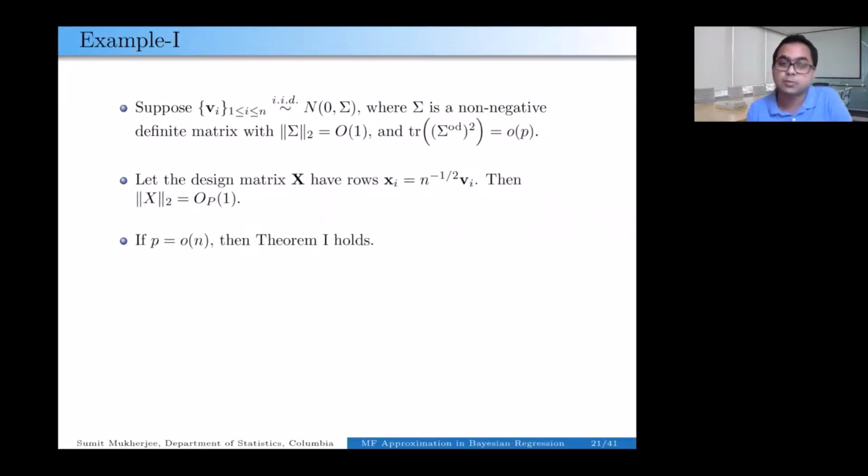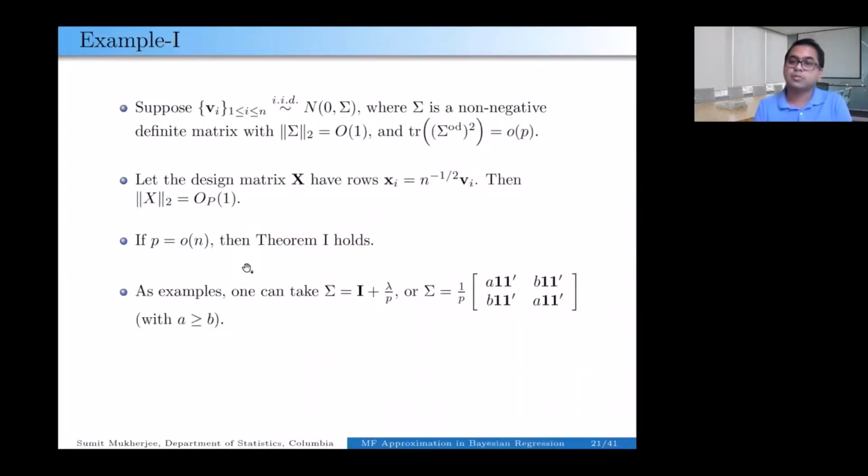Then we require p to be smaller of n. Right, so this is where the condition comes from. If you want to check the trace condition, you will see that we need p to be smaller of n. And if you want explicit examples, these are two examples.